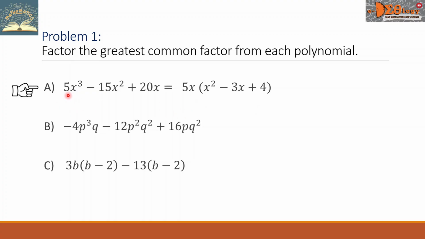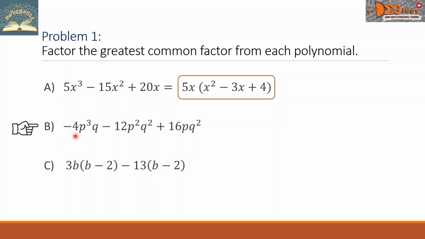Now for the first term, the 5x cubed, when we remove 5x, it becomes x squared. The negative 15x squared, after removing the GCF, it becomes negative 3x. For the 20x, after removing the GCF, it becomes 4. So we have 5x times the trinomial x squared minus 3x plus 4. If we want to check if our answer is correct, we multiply this 5x to the trinomial and we will return to the original problem.